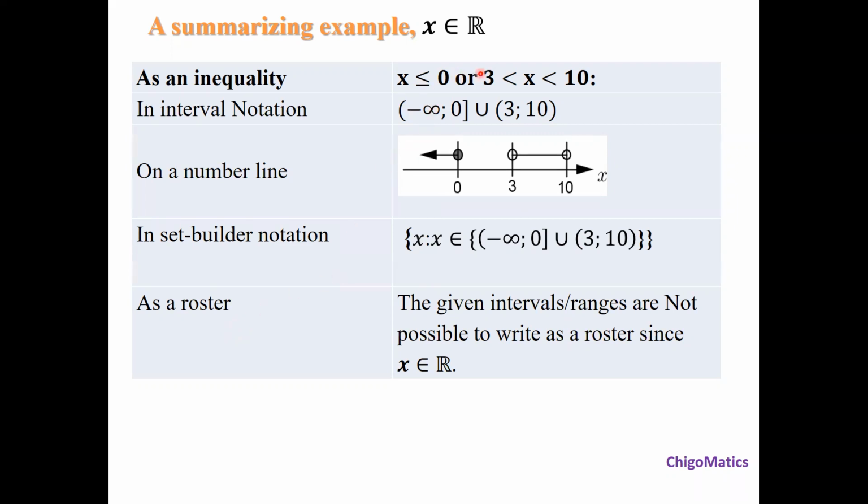But in this situation that you are given, we can't tell the number of elements in such a set defined as an inequality. Therefore, the given intervals or ranges are not possible to write as a roster, since X is an element of the real numbers. And when you simply say X is less than or equal to 0, where are we going to stop? We know we can start at 0, but going to a very small number, how many are these? So there's no way we can write this inequality as a roster.